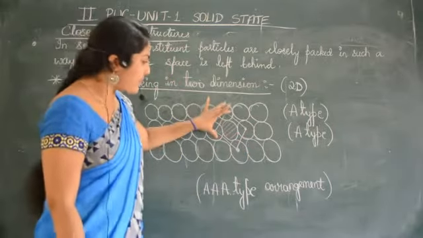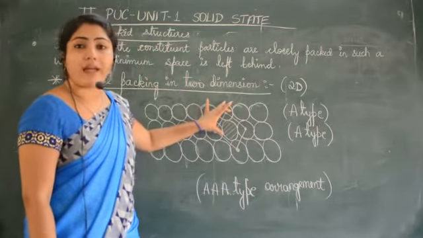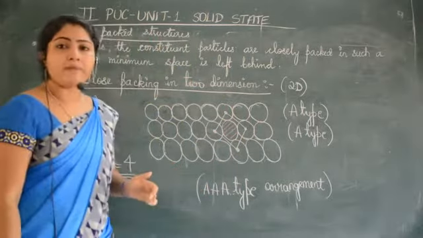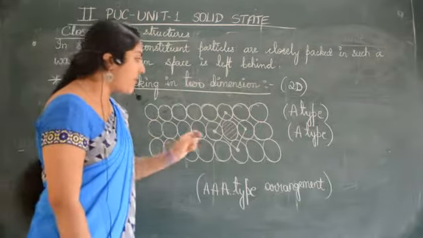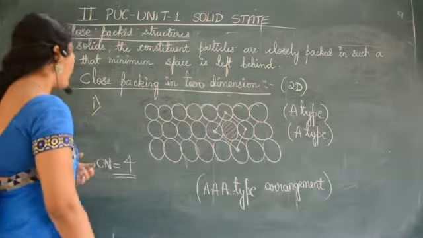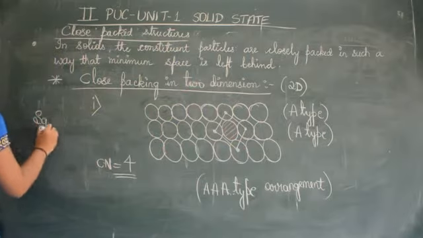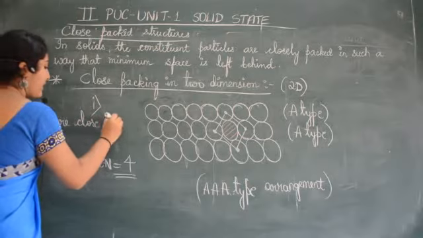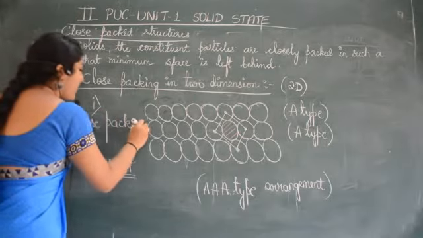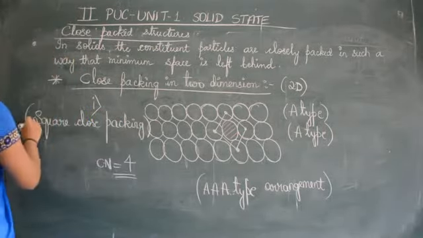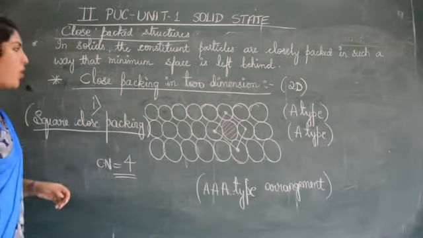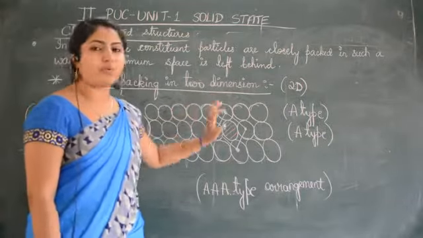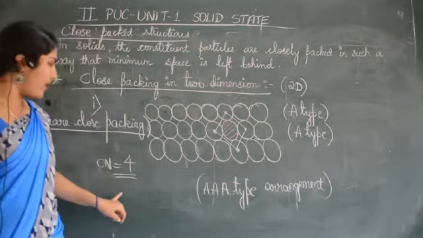Isn't it? A square. Now don't say it looks like a diamond shape. It's a square which we get here if we join the neighboring atom centers, and that is why this type of close packing is also called square close packing. Important. Sometimes the question that can be asked is, what is the coordination number in square close packing in 2 dimension? Then your answer must be: coordination number is 4.